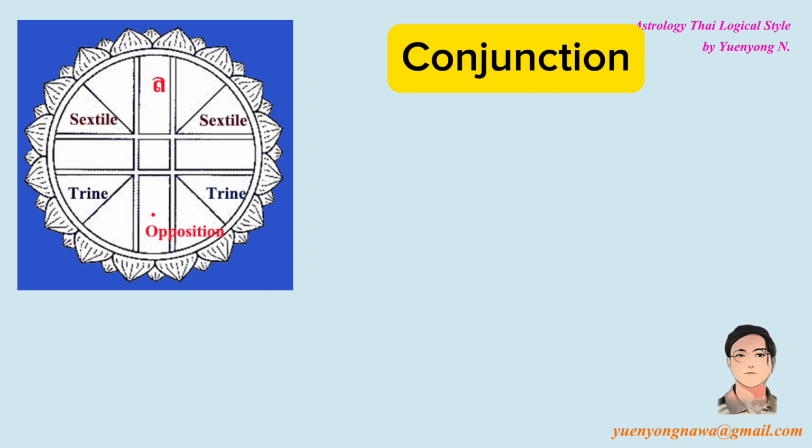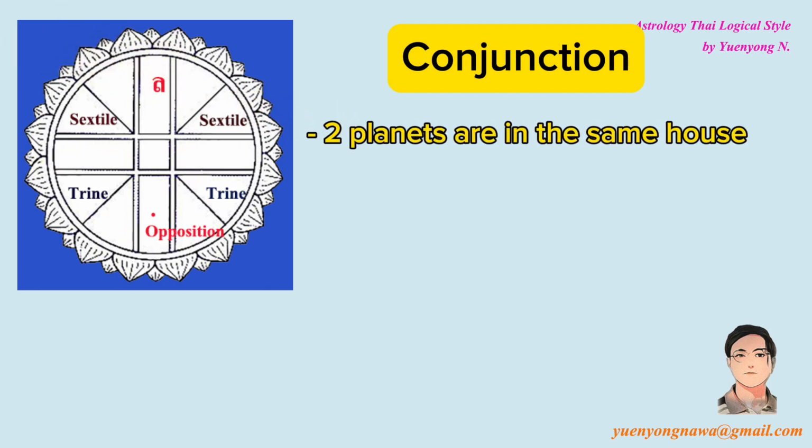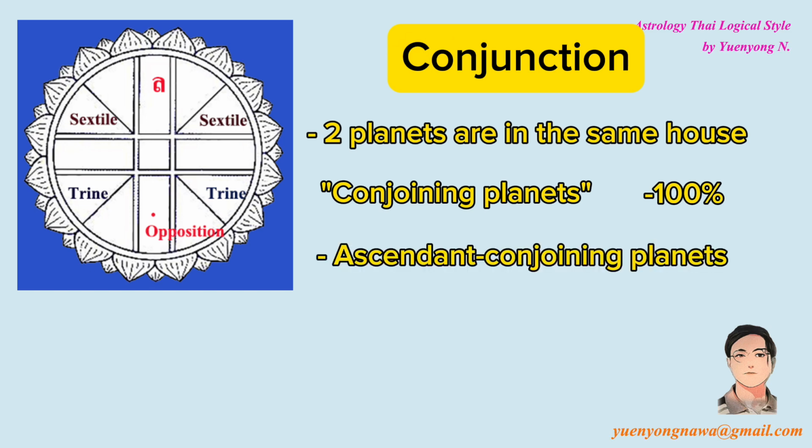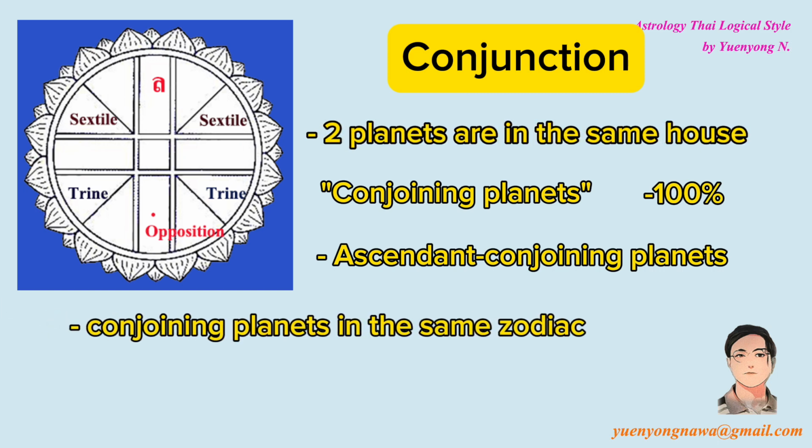Conjunction. Conjunction is when 2 planets or more are in the same house. They are called conjoining planets. They will transfer their energies to each other up to 100%. The planet that is in conjunction with the ascendant is called ascendant conjoining planet. If that zodiac does not belong to an ascendant, but in that zodiac there are more than 1 planet staying together, they are called conjoining planets in the same zodiac.